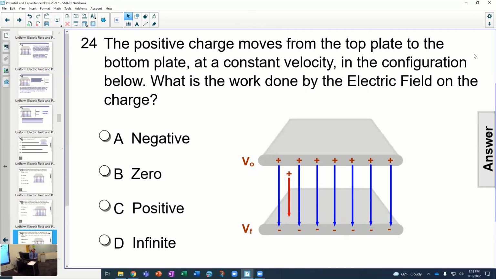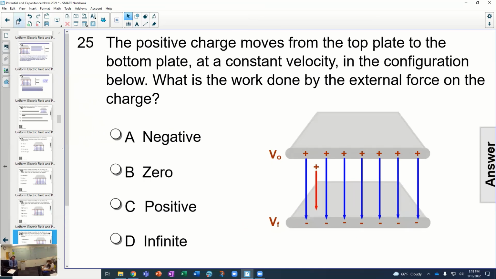The positive charge moves from top to bottom at a constant velocity in this configuration. What is the work done by the field? Positive, negative, 0, infinite. The field is doing... good. Positive work. Almost, pretty too far.